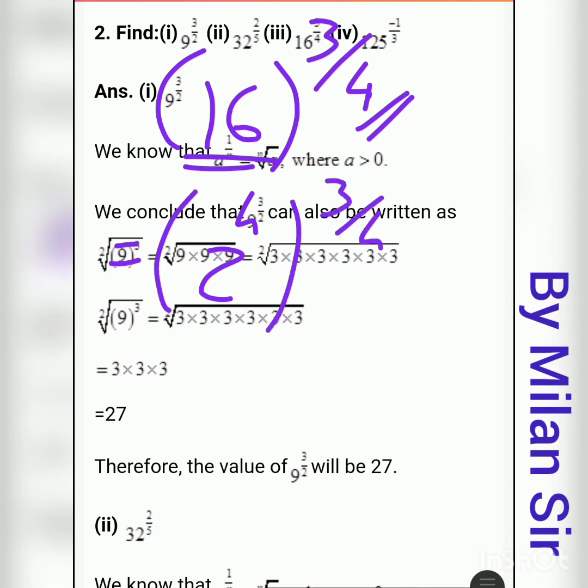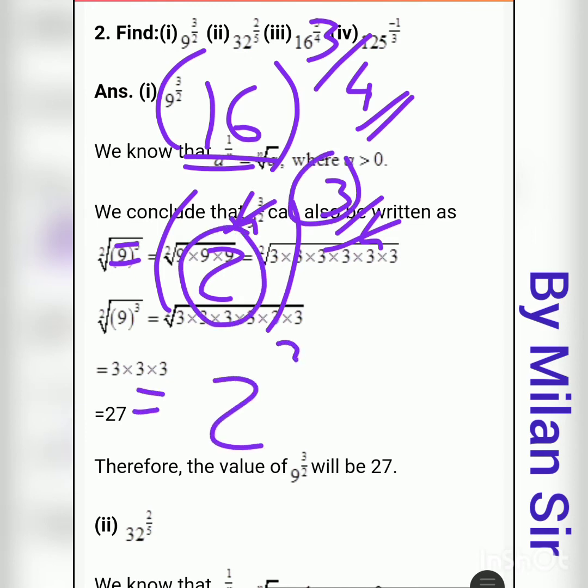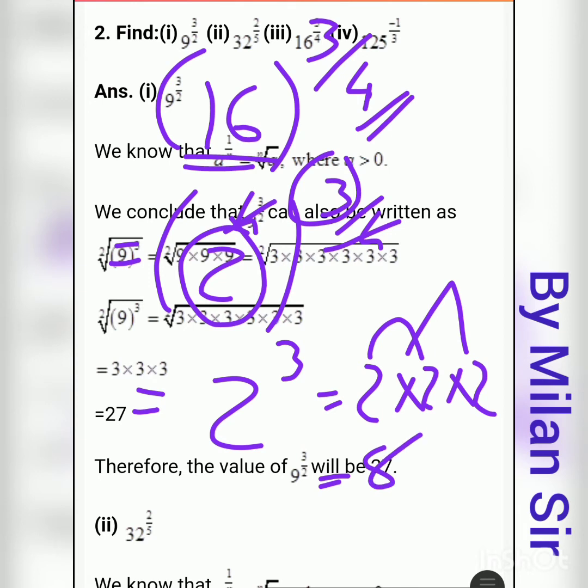So 2 raised to 4, here we have 3 by 4. So you can cut this 4 and 4. So what is remaining? 2 and exponent 3, 2 raised to 3. That means 2 multiply 2 multiply 2. So 2 twos are 4, 4 twos are 8. 8 is our final answer.